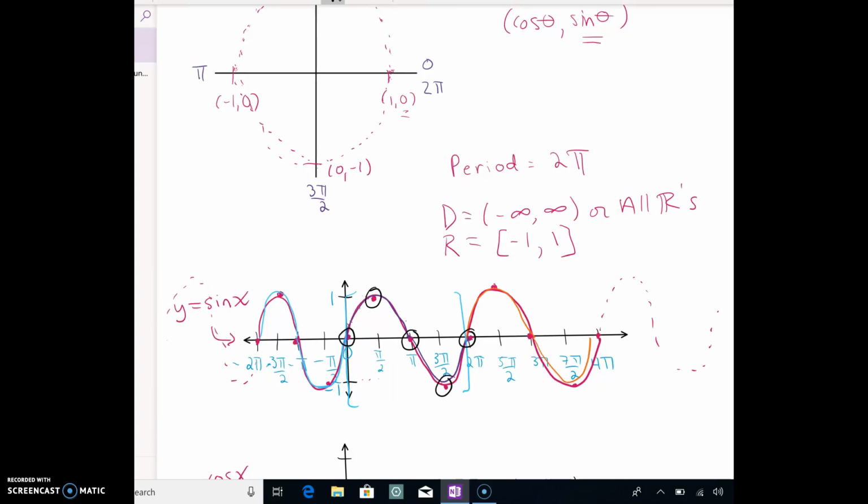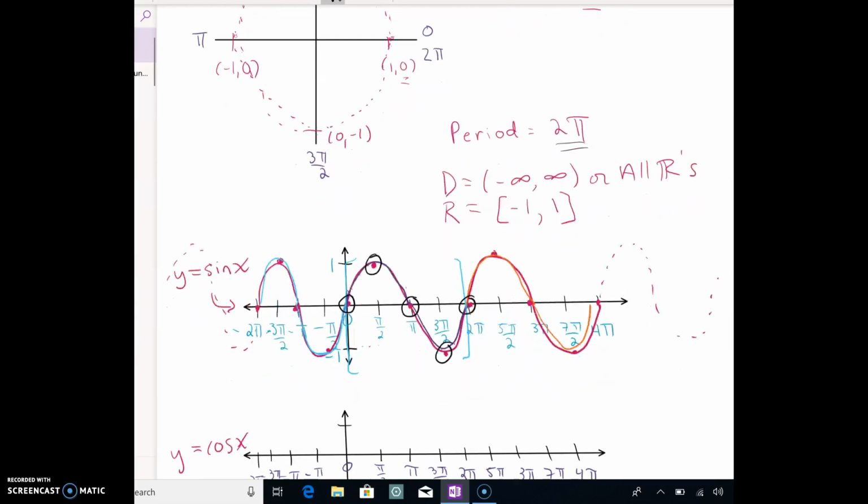The important part to remember in regards to this function is we're starting at 0, we're going up, going back down to 0, going down to -1, going to 0 again, and we're repeating that infinitely to the right, and we're repeating that infinitely to the left. And the measure of one of these waves over here is 2 pi, that's called the period. We have a domain of all reals, and we have a range of -1 to 1.